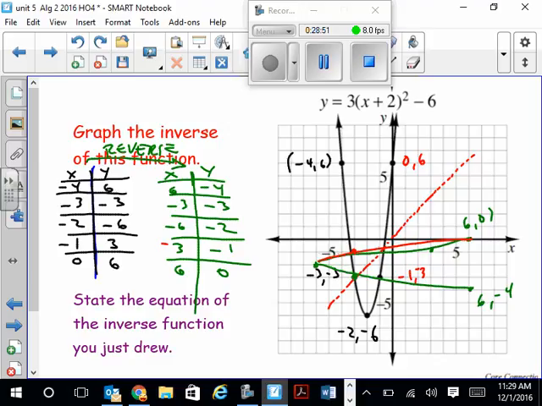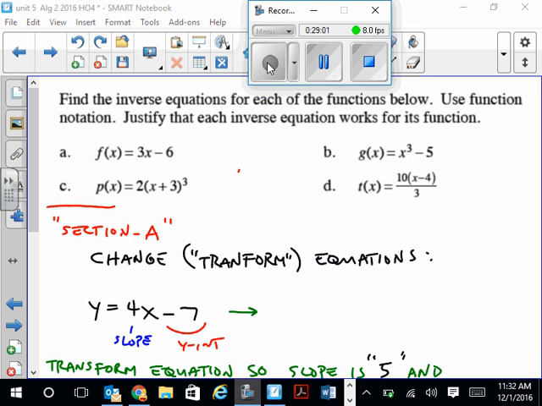What time is it? Let me see what can happen in 7 minutes. Write this down. Section A. There are 3 sections that we went over today: B, C, and now A.